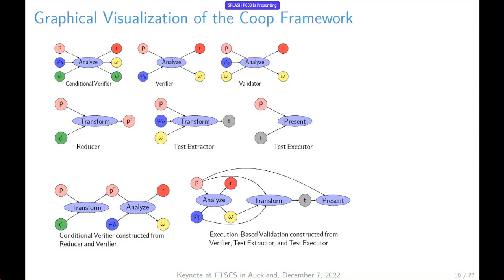Or here, for example, an analyzer takes a program and a specification, and spits out a result and a witness. If it is a violation witness, one that gives us an error path through the program that violates the specification, we can transform it to a test case, give this test case to some presentation tool like a debugger that plays the test and shows us the result. So this helps a bit to understand what kinds of tools we have.